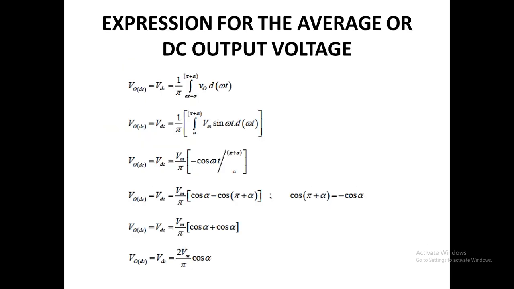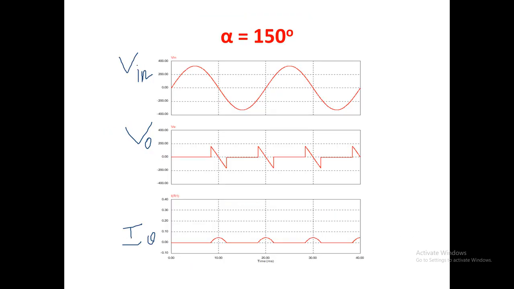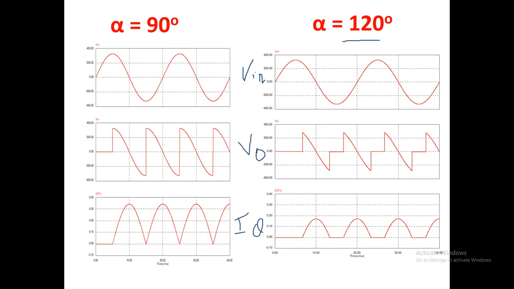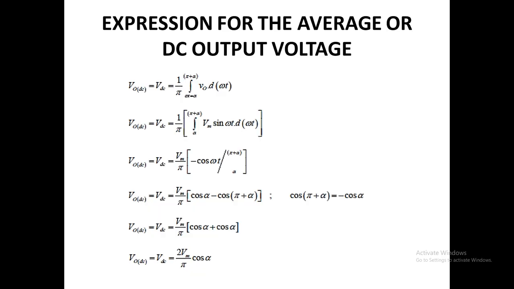Next we can derive the average output voltage. The output voltage is a symmetrical waveform, that is, the positive and negative half cycles are equal. That is the positive type of conduction and the negative type of conduction. So the positive, from alpha to pi plus alpha, and then pi plus alpha to 2 pi plus alpha, both regions are equal. So we can have the symmetrical waveform, so that we can derive the expression for a single half cycle. That is, we can put the time period as pi.